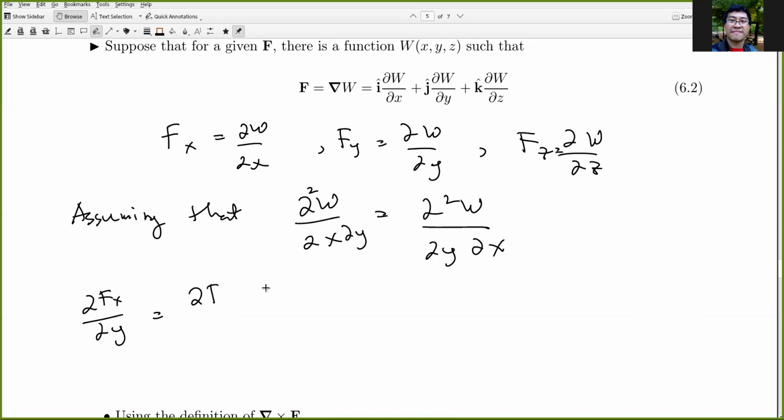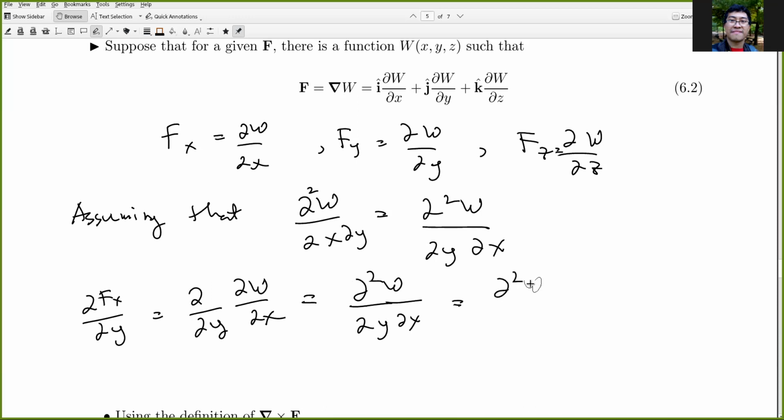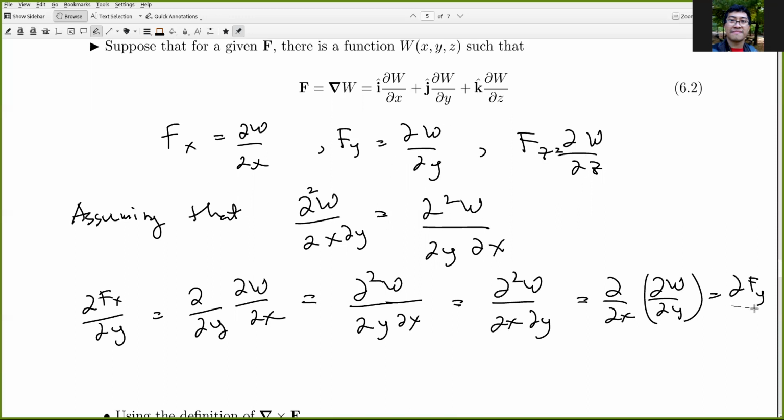Let me write that again. So partial of Fx with respect to y is partial with respect to y of Fx, which is partial w with respect to x. This is the second partial of w with respect to y and x, but we can interchange the two. Partial x, partial y is partial with respect to x of partial w with respect to y, which is this. So you have partial Fy with respect to x. Partial Fx with respect to y equals partial Fy with respect to x.